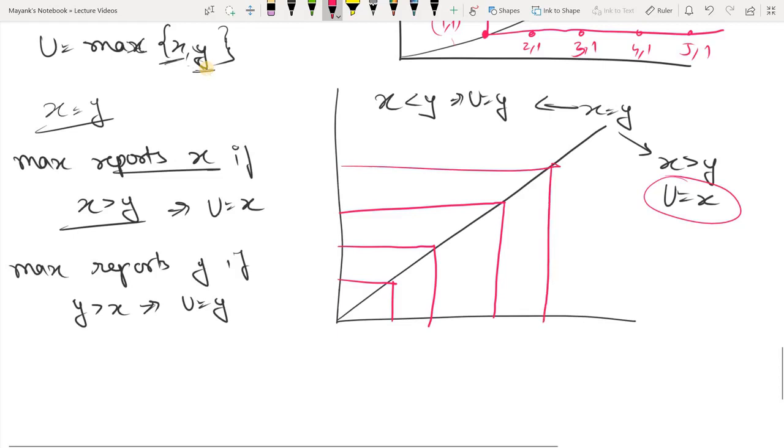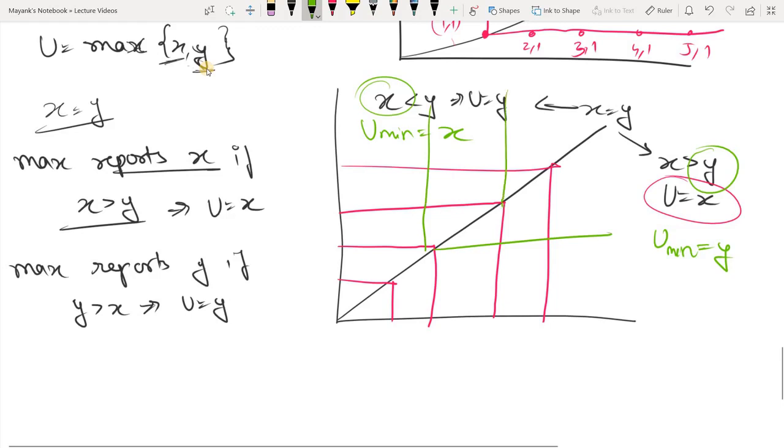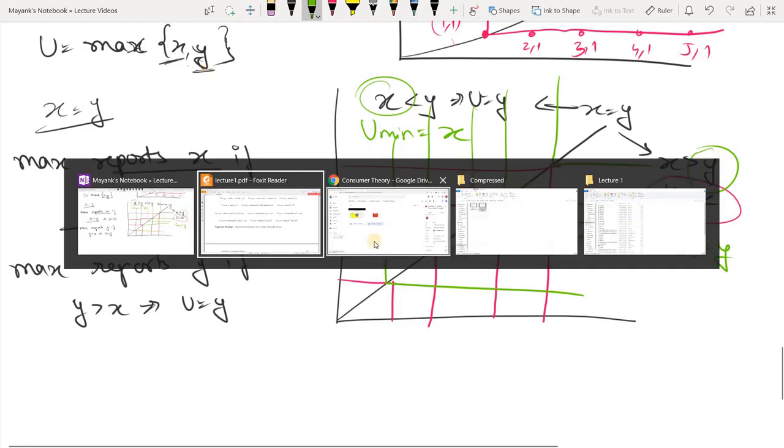On the other hand, we talked about the min function. In the min function, you have u min equals y on this side and u min equals x on this side, because the min function was reporting the smaller of the two values. That's why we got all the y coordinates the same, and the min function was like this. So the green lines report the ICs of the min function, the red line reports the ICs of the max function. The min function is going to be opening upwards, and the max function is going to be opening downwards. So this is a crucial difference.